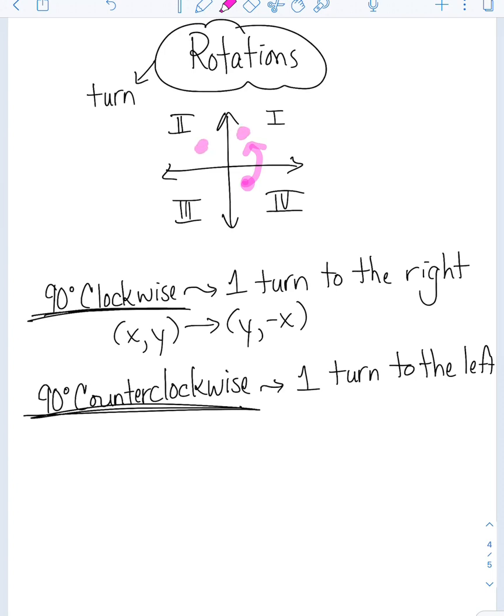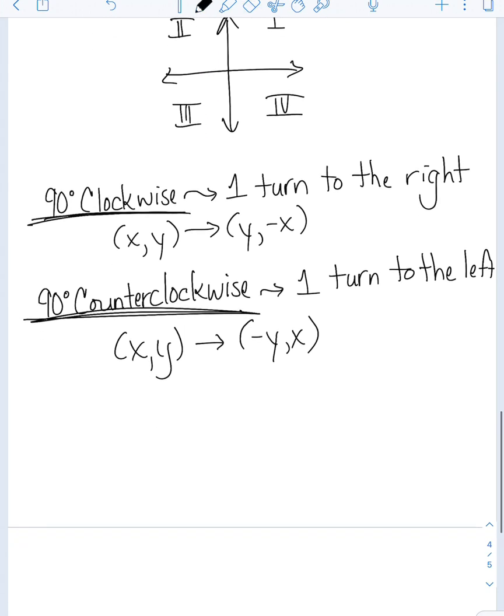Going to the left is like your quadrants are counting backwards. Or, well, I don't want to say that. Don't hold on to that. Let's say we start in quadrant 2, we go left 1. That's a 90 degrees counterclockwise turn. So the rule for that is 90 degrees counterclockwise, (-y, x). That means we flip the x and the y and we change the sign of the first number.